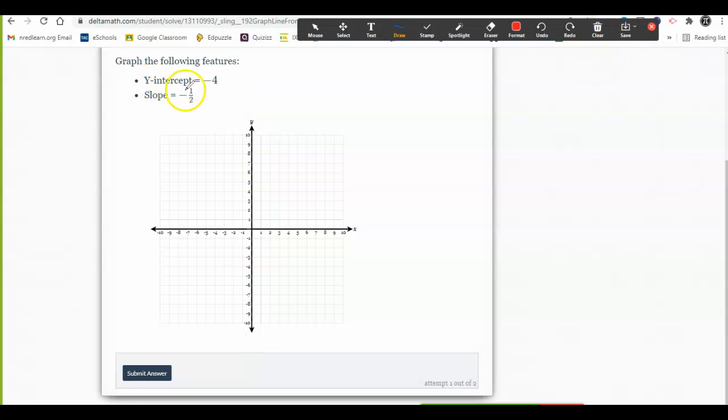So the y-intercept is where our line will cross the y-axis. And this one says it will cross at -4. So I go down to the number -4 and I make my first point. That's my beginning. Then I use this slope value as my set of directions. Remember, it tells me exactly how many boxes or units that my line will rise and run. So it has a fraction of -1/2.